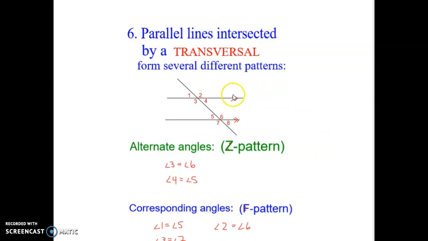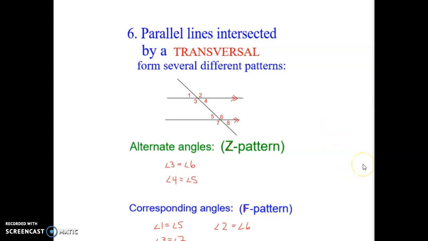Parallel lines, so we denote parallel lines with these chevrons. That means parallel. Okay. So when parallel lines are crossed by a third line, that's called a transversal, that third line that intersects my two parallel lines. And a transversal creates many angles, a lot of which are equal. Again, this is all material you should have covered last year. I'm just going to review it with you quickly.